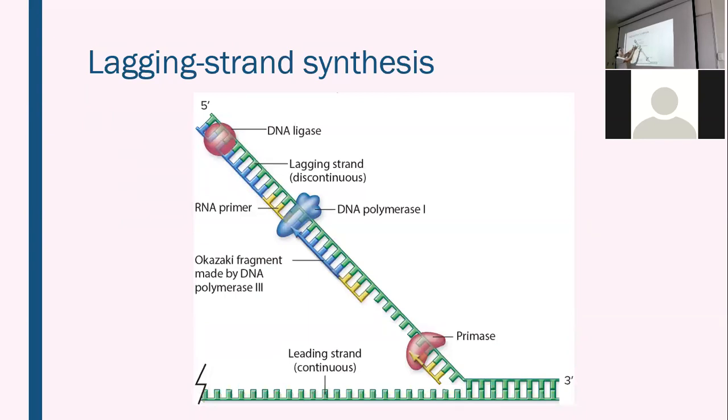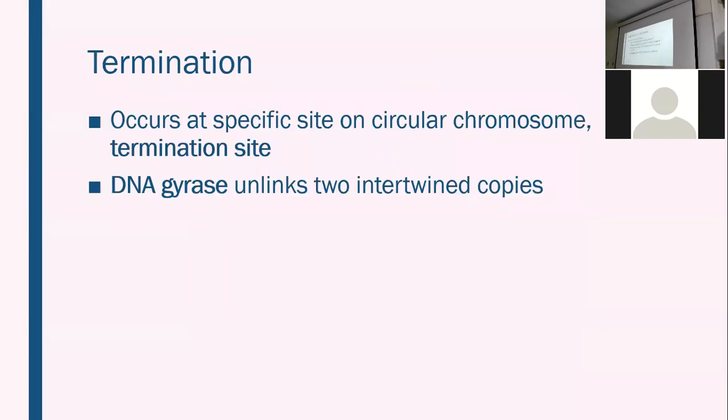So DNA polymerase 1 is going to come in, chop out the primer, and replace it with DNA. DNA ligase is going to come in and stitch this together. And then same thing, primase adds a primer, we make a copy, we chop the RNA out, replace it with DNA, and stitch it all together, until we run out of DNA to copy. And that's how you copy DNA.